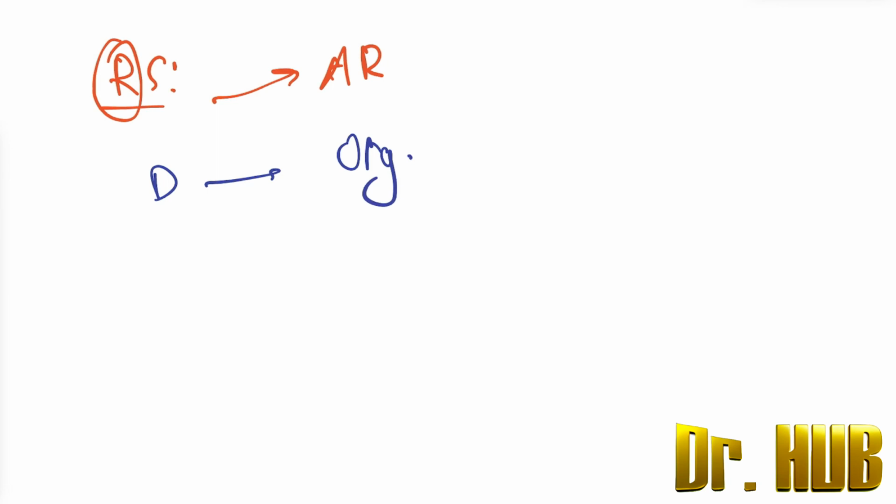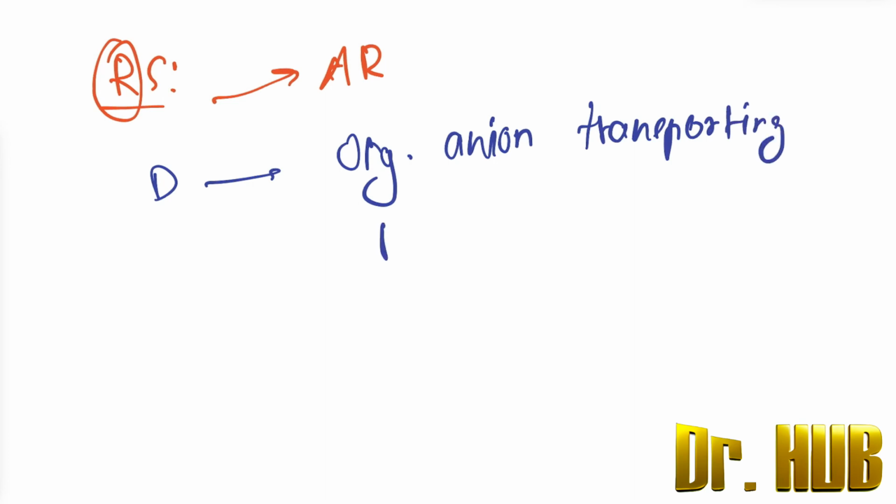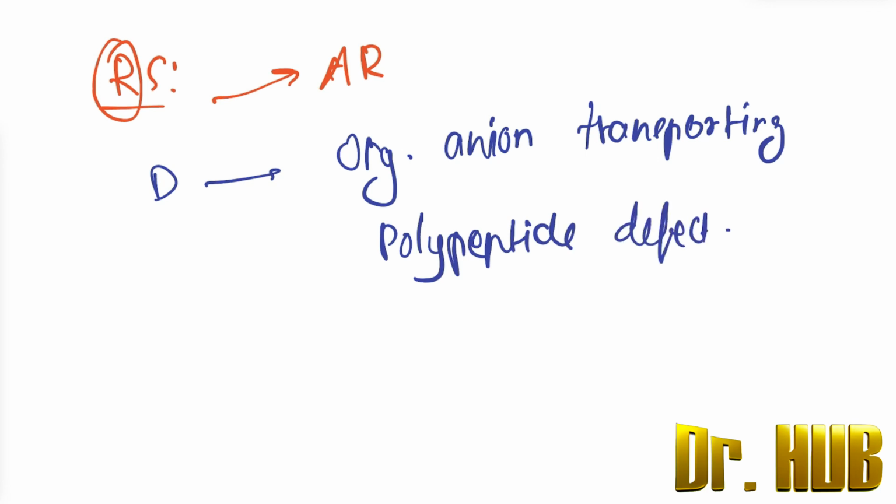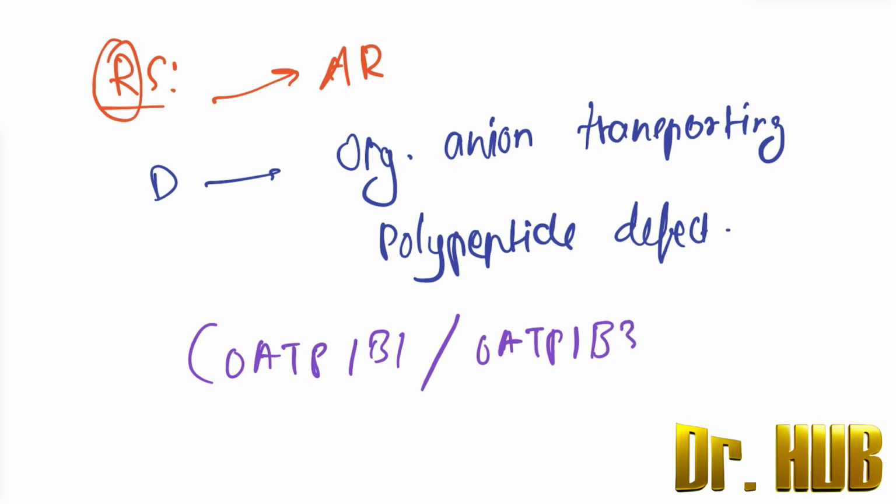So it is organic anion transporting polypeptide defect. This includes the OATP1B1 as well as the OATP1B3. Now when you look at kernicterus, it will be absent here.